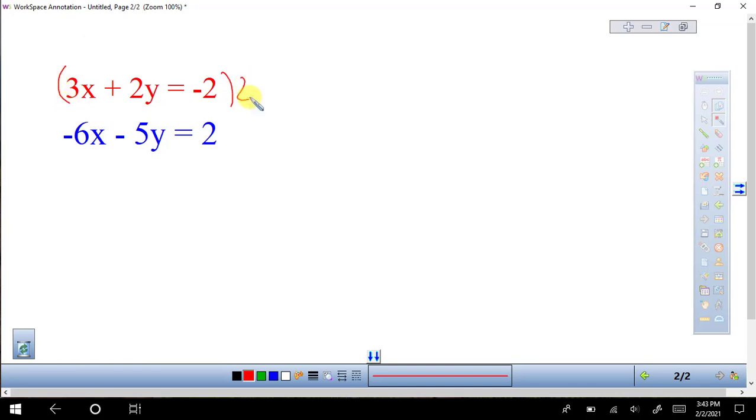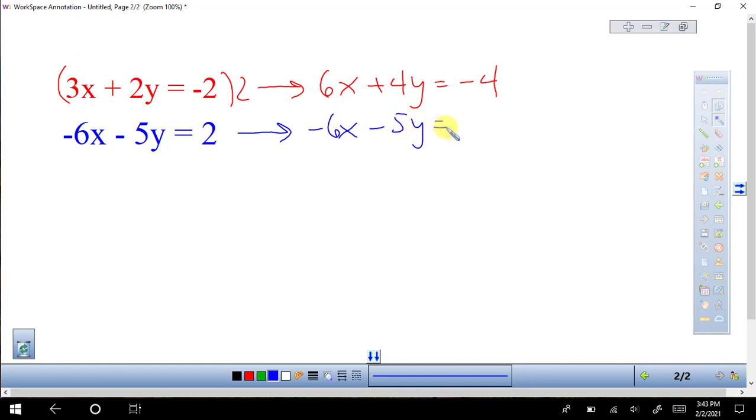And that means multiply every part of the equation by 2. So the 3x is going to turn into a 6x. The 2y is going to turn into a 4y. And the negative 2 is going to turn into negative 4. The second equation I'm not going to do anything to because it's already got negative 6 as the coefficient of x. So those are going to cancel nicely. I'm going to keep that one the same. Now there are times when we do need to multiply both equations by something, but this is not one of those. So now I can use elimination.